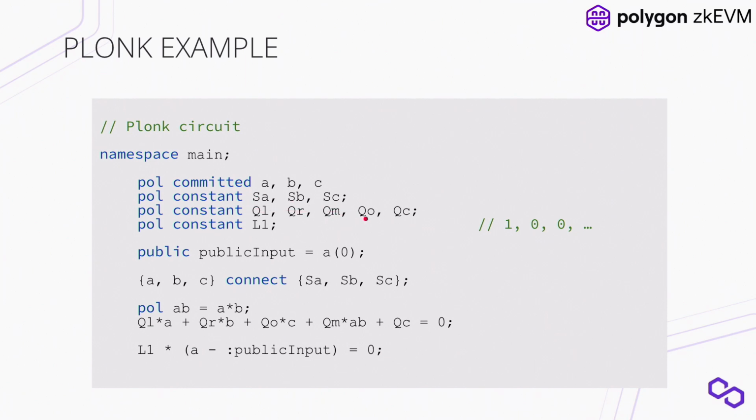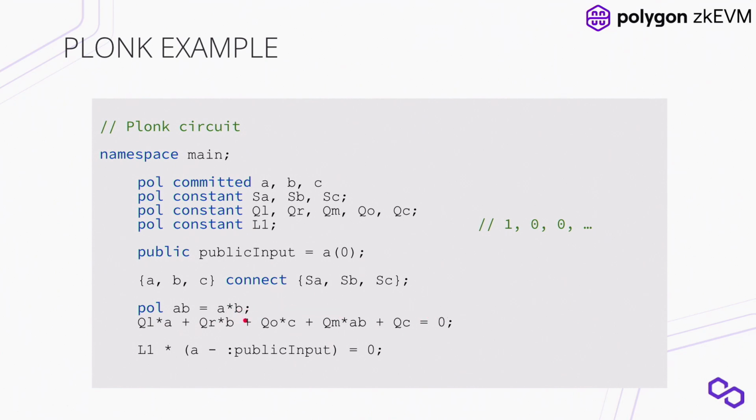We have the Plonk gate, with Q left, Q right, Q multiplication, Q output, and Q constant. In this case, we define also a public input. The public input is at the A0 in this case. And here we see the copy constraint, which is as easy as that. And here we have the Plonk gate together.